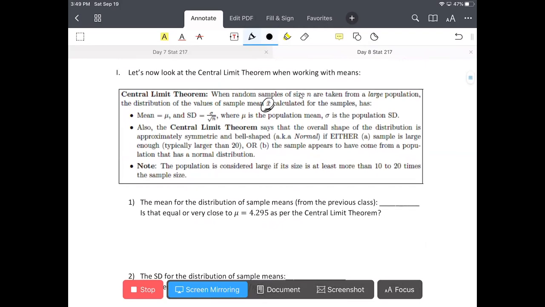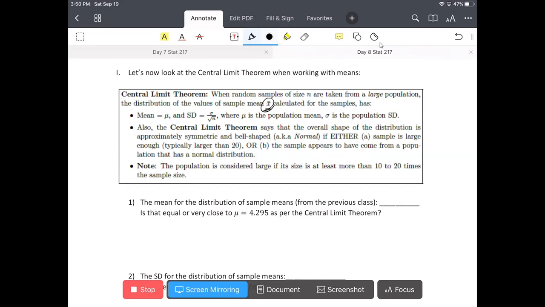The standard deviation for that is going to be sigma over the square root of n, where mu is the population mean and sigma is the population standard deviation. That may feel really strange because you're like, well, how are we going to know these? We'll work through it. Don't worry, you will be given this information in terms of the number. You will not have to calculate or figure out exactly what sigma would be.